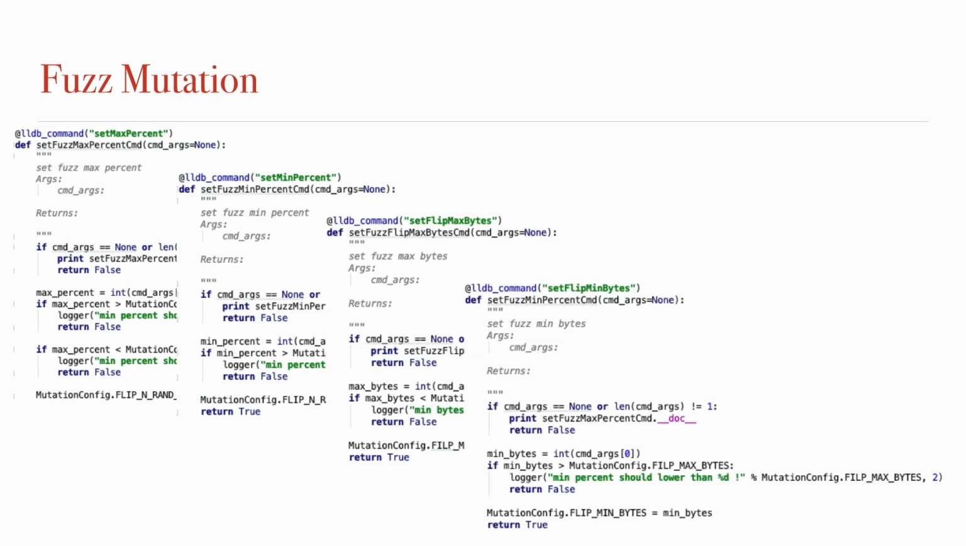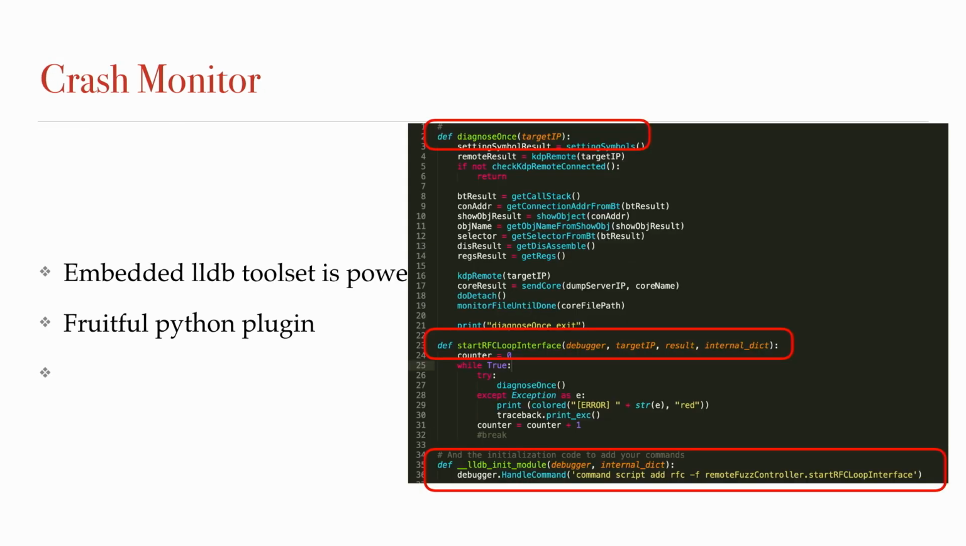And this is for the basic mutation strategy, such as controlling the fuzz scope by the percentage, or controlling the fuzz scope by the bytes. And the other part is the crash monitor. The crash monitor module is separated independently from the target machine to monitor the targeted kernel.